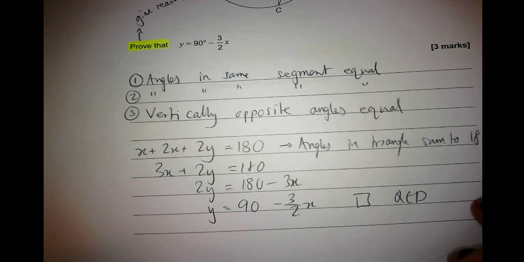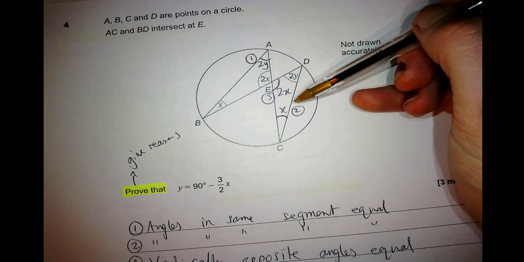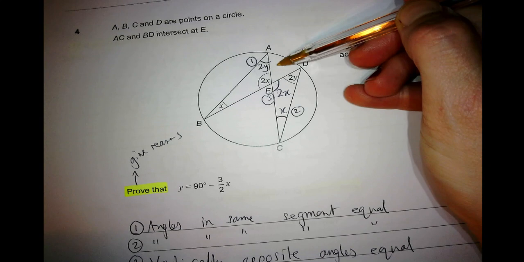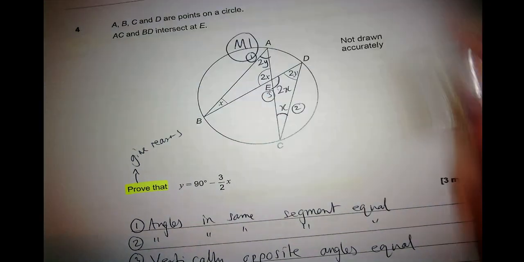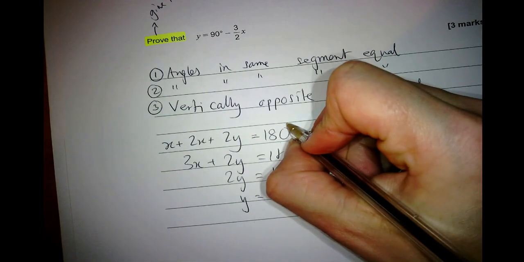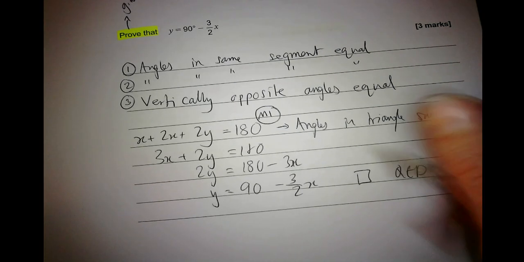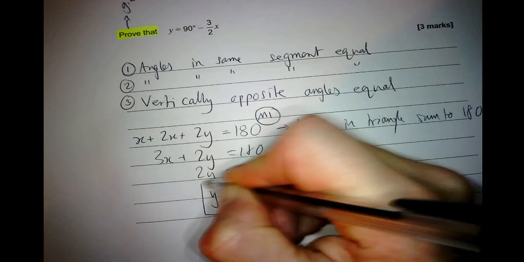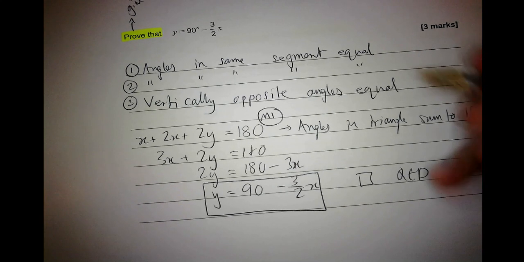You would get 1 mark for either saying this is 2y or this is x. You would get 1 mark for forming an equation using your angles in a triangle sum to 180. And full marks for getting up to this with correct algebra and reasons given for each step of your work. You do need to give reasons for this.